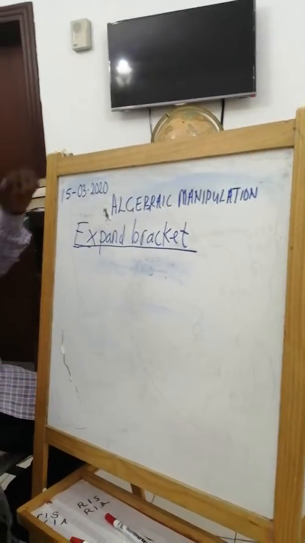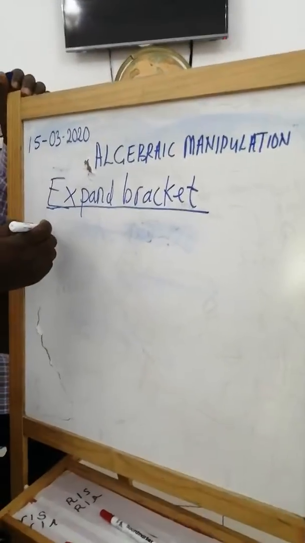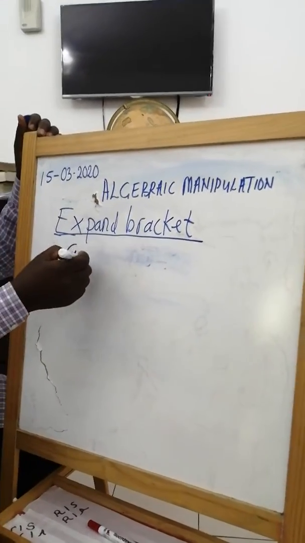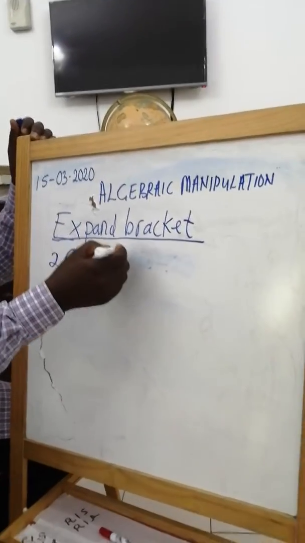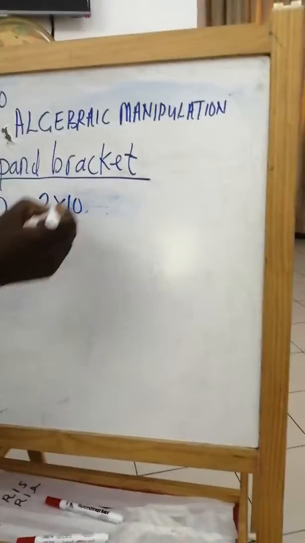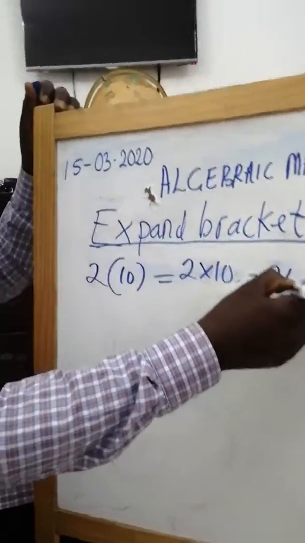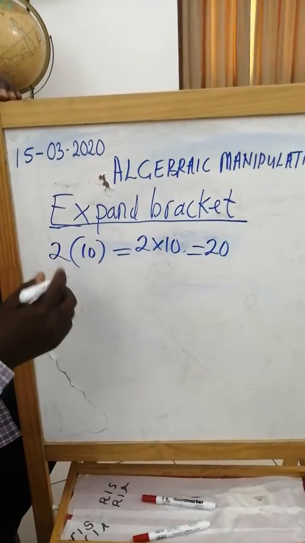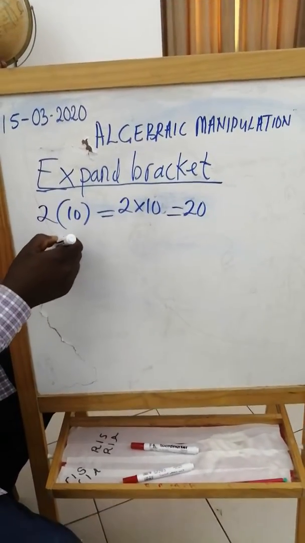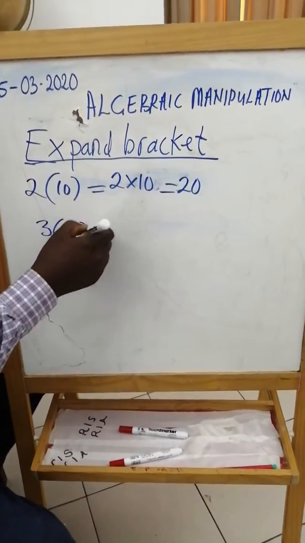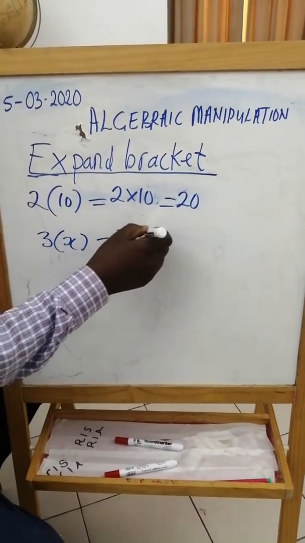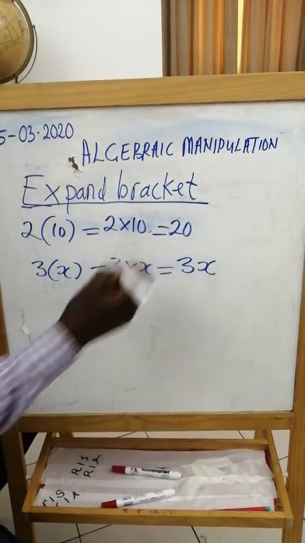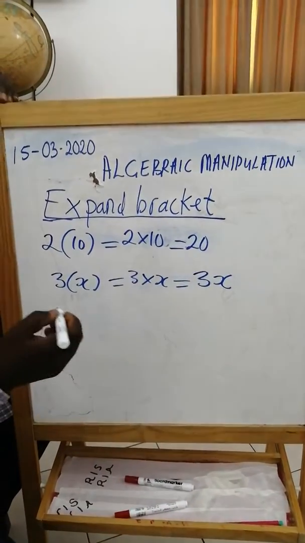So if you talk of expansion in mathematics, you have something like a bracket. For example, I have 2 bracket 10. This means 2 multiplied by 10, and that gives 20. Generally in mathematics, brackets denote multiplication. What if you have 3 bracket x? That means 3 multiplied by x, and that will give us 3x. Please take note of this.